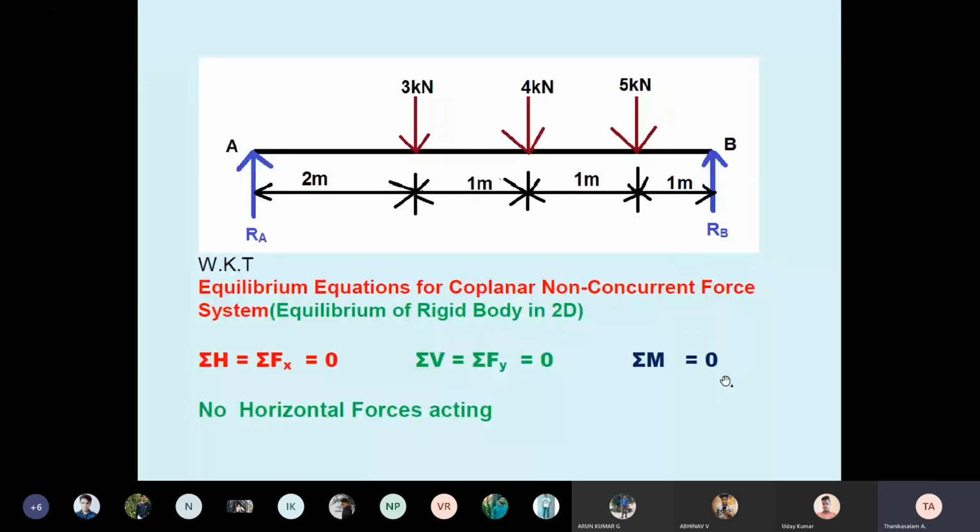Summation of M0. What is M? Moment. Students, I am telling you, whenever you are taking moment, you have to choose a reference point. And the second point: which forces give moment, and which forces do not give moment. Always remember, whenever taking moment, you first choose the reference point, then identify which forces are giving moment and which are not.